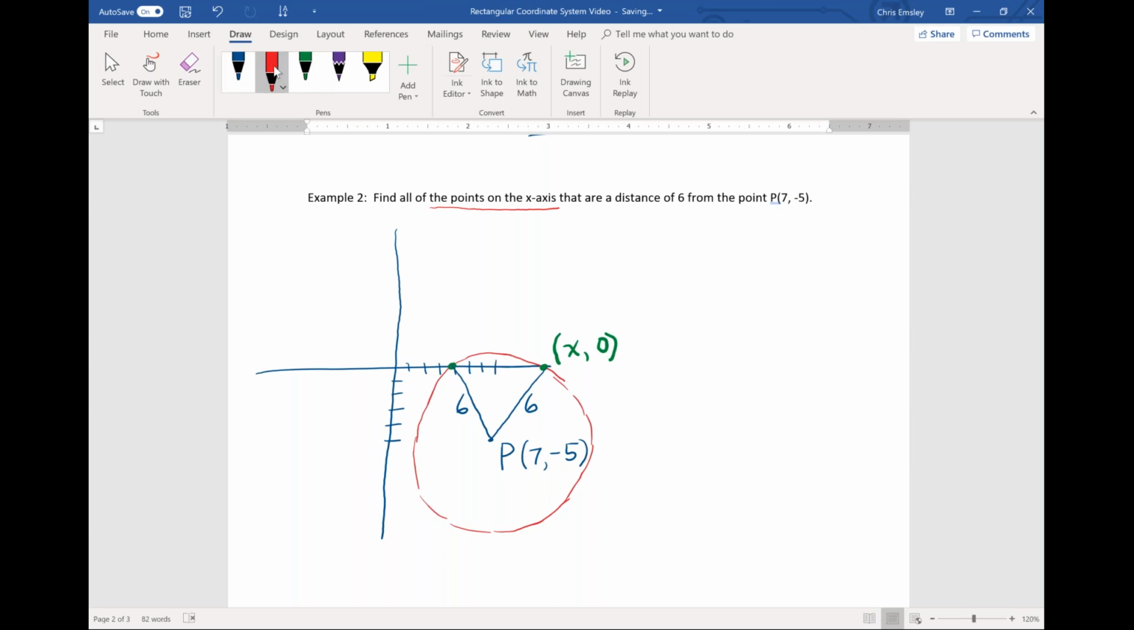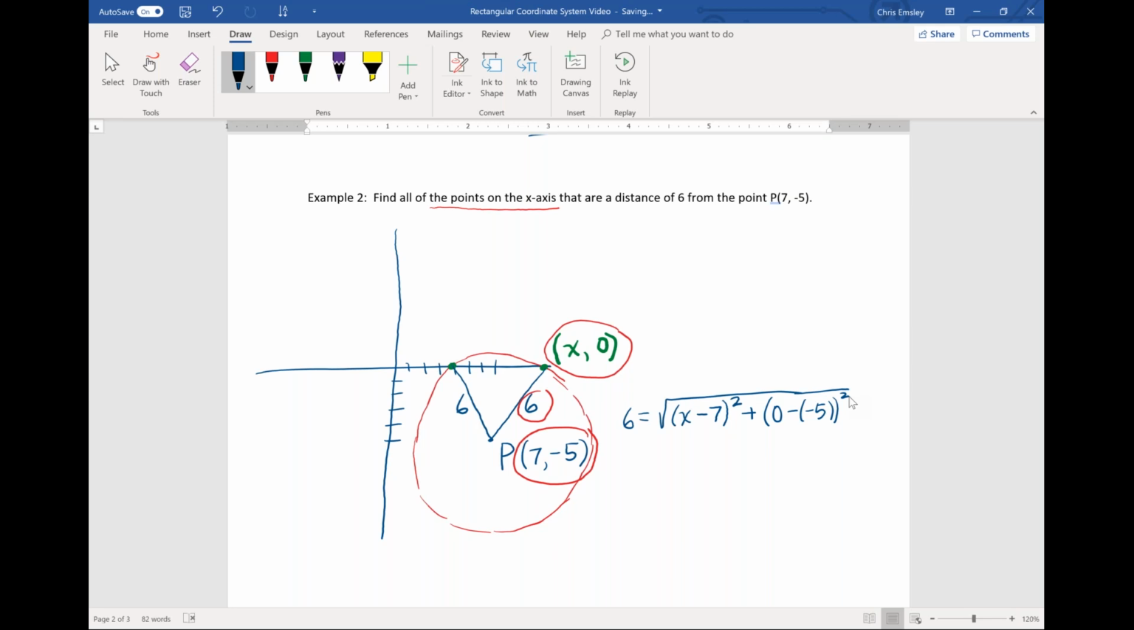Now we can use the distance formula with the point they gave us in the problem, the point we labeled on the x-axis, and the distance that we've been given in the problem. So here's what we have. 6 equals the square root of (x2 minus x1)... It doesn't matter which order we put it in as long as you stay consistent with your order... plus (y2 minus y1)... And here's our equation. We need to solve for x.